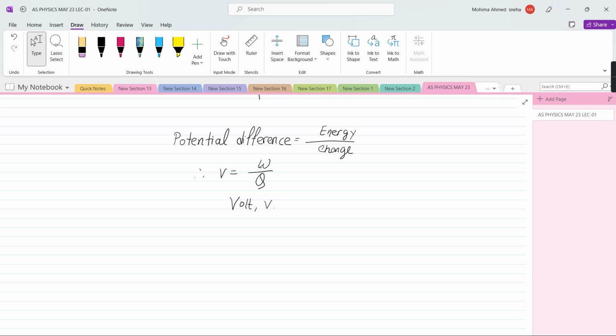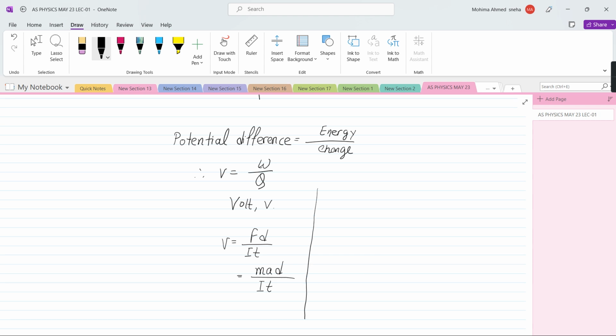So, using this equation, we have work done over what? Charge, and the equation for charge is Q equals IT, current into time. So V equals work done, which is force into distance, over IT, and force can be broken down into mass, acceleration, distance over IT. And current cannot be broken down into anything. We have already stated at the top of our lecture that current is a base quantity, so we cannot break it down into anything simpler.